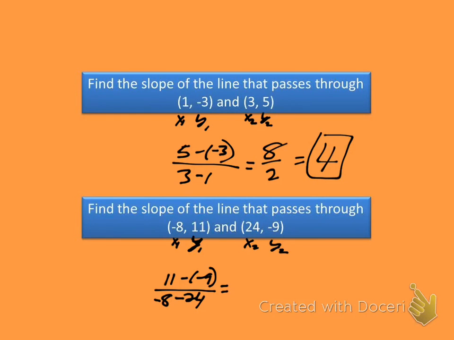So it's all about staying consistent with the order you do them in. All right, 11 minus negative 9 gives you 20. Negative 8 minus 24 gives you negative 32. And that reduces by 4 to what? Other way, Miss Pearson. Negative 5/8.